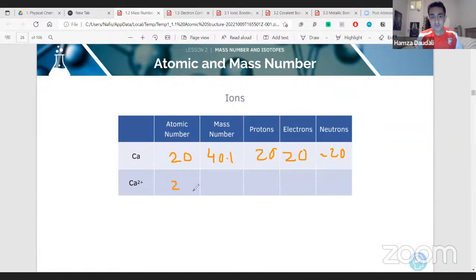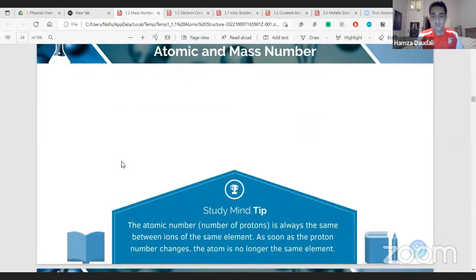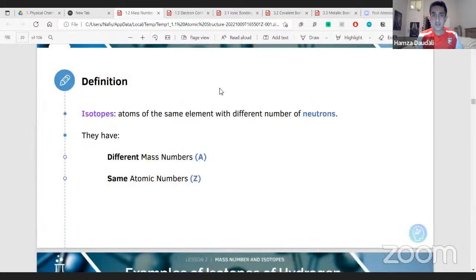For calcium 2+, the atomic number and the mass number don't change. So it's still 20 and around 20 neutrons, but the electrons will change. So it will have 18 electrons because it's lost 2 electrons to form the 2+ ion. The atomic number, the number of protons, is always the same between ions. As soon as the proton number changes, the atom is no longer of the same element.